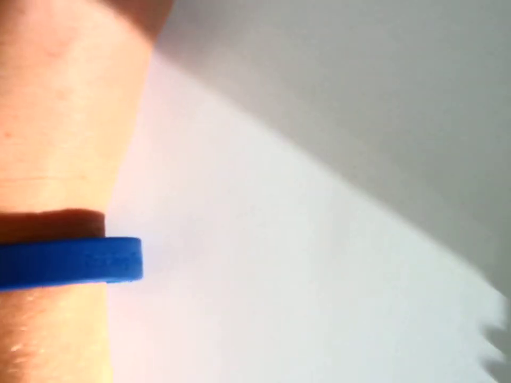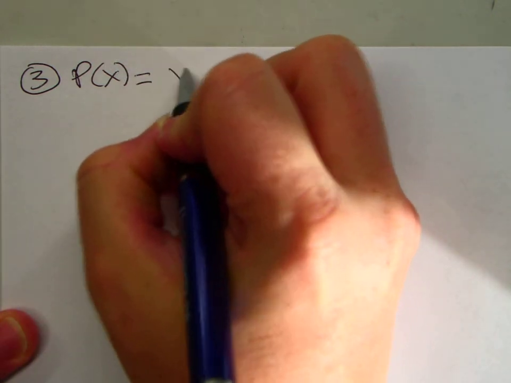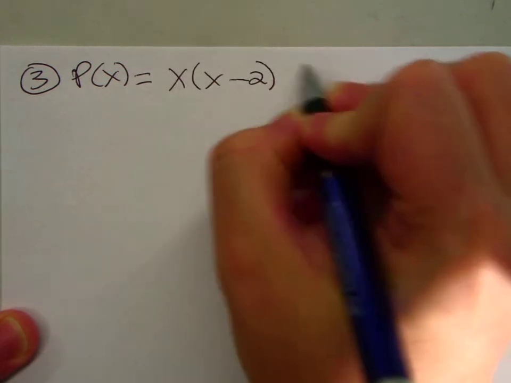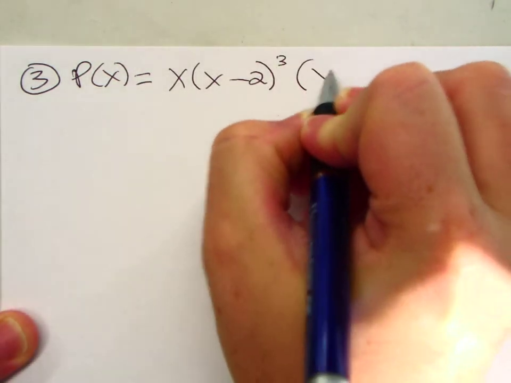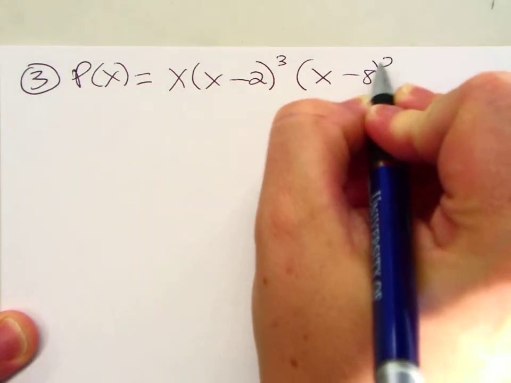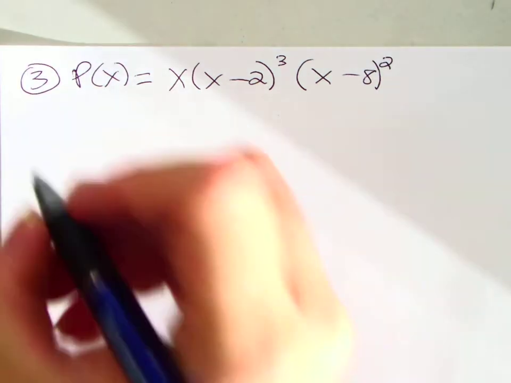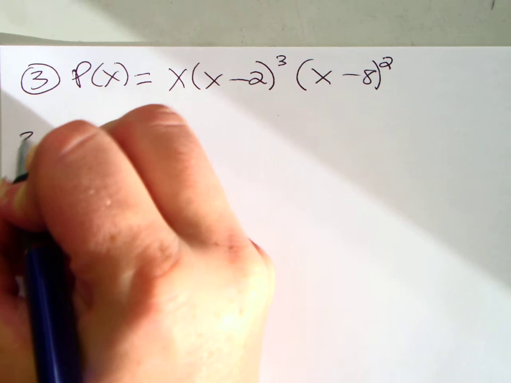Okay, number 3. There we go. All right, so p of x equals x times (x minus 2) to the third times (x minus 8) squared. All right, a little harder. Let's start with the roots, or the zeros.